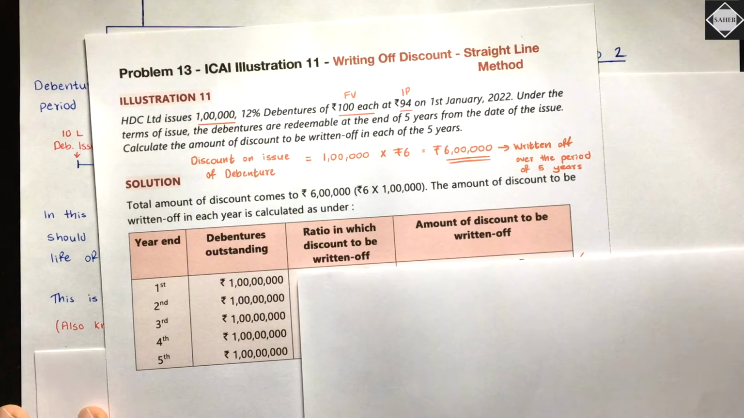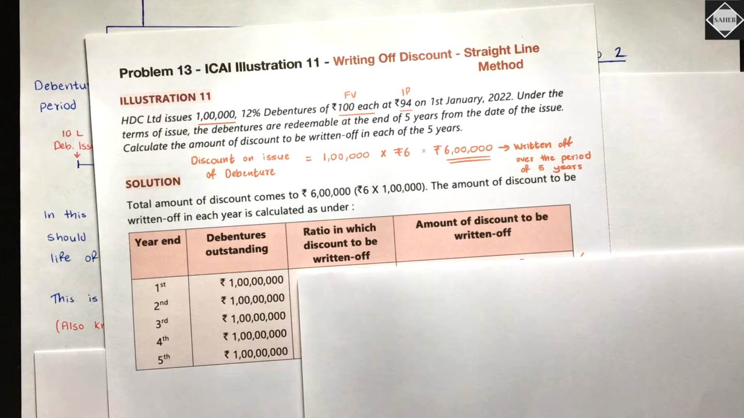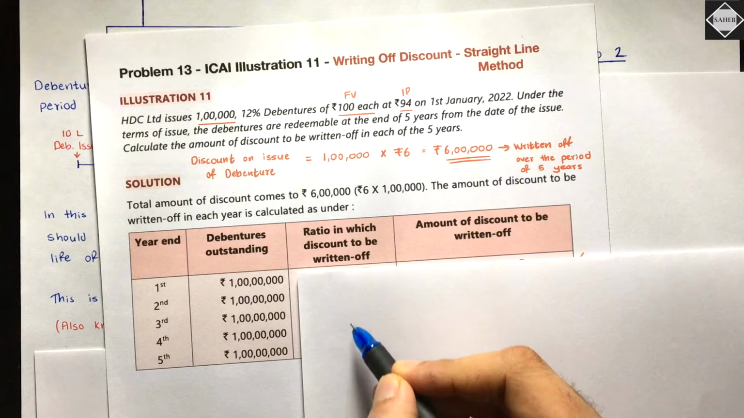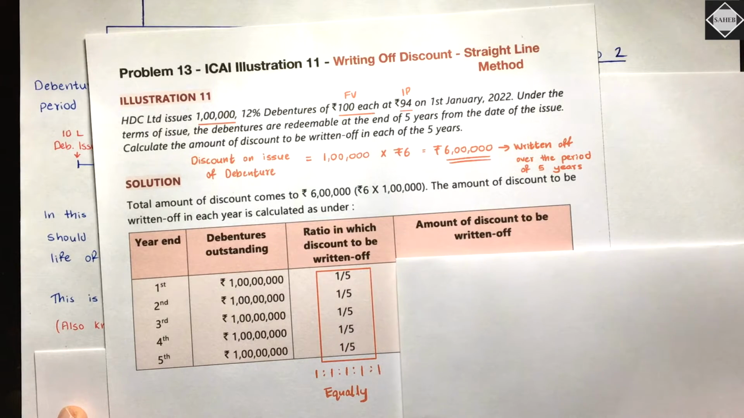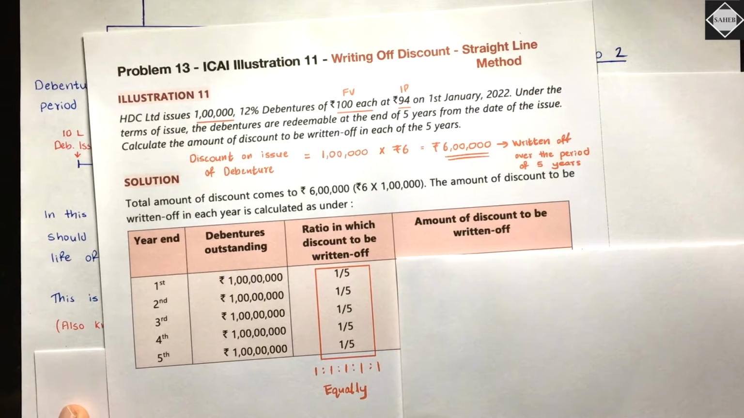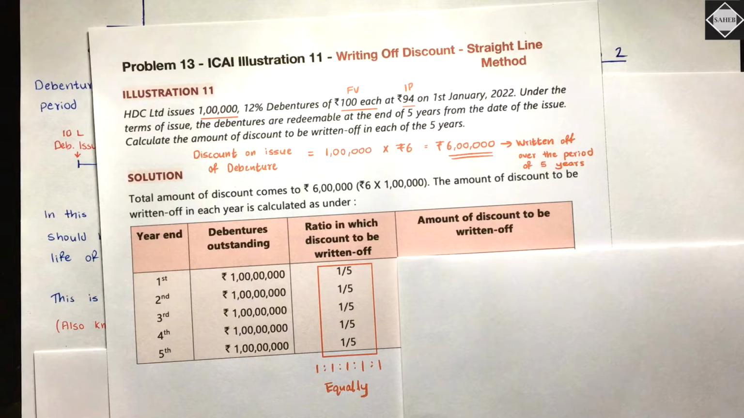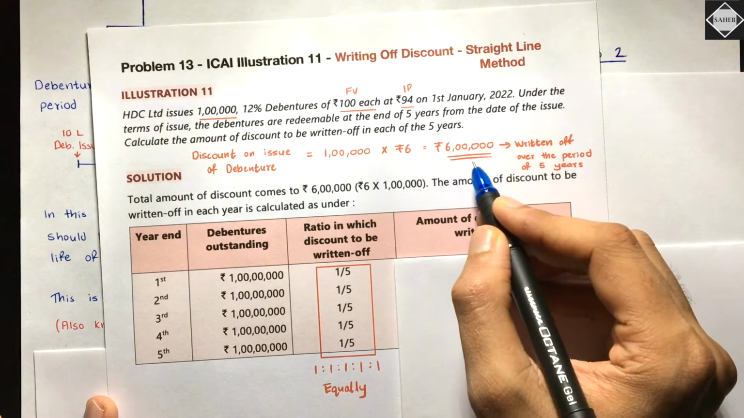Okay, fine, understood. So how are we going to take the ratio over here? See, 5 years are there. So 1 by 5, 1 by 5, 1 by 5, 1 by 5, 1 by 5. Is it clear? That's how you will take the ratio. 1 is to 1 is to 1 is to 1 is to 1. Simple. Equally you have to distribute. What equally you have to distribute? You have to distribute this 6 lakh equally, isn't it? This is the discount which you have to write off.